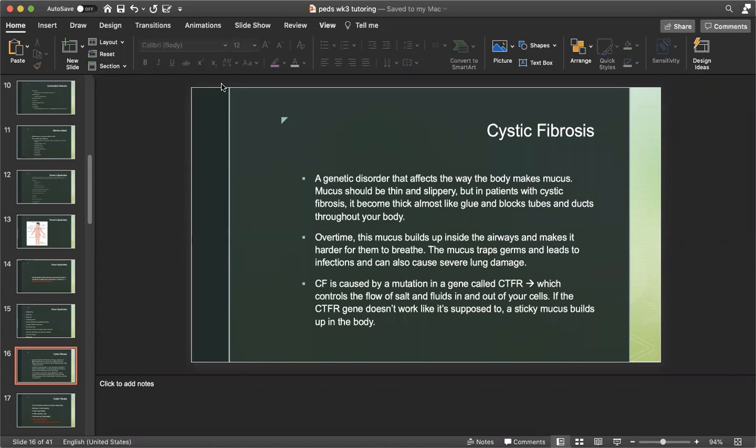Over time, this mucus builds up inside the airways and makes it harder for them to breathe. The mucus traps germs and leads to infections and can also cause severe lung damage. So cystic fibrosis is caused by a mutation in a gene called CFTR, which controls the flow of salt and fluids in and out of your cells. If the CFTR gene doesn't work like it's supposed to, a sticky mucus builds up in the body and then leads to cystic fibrosis.